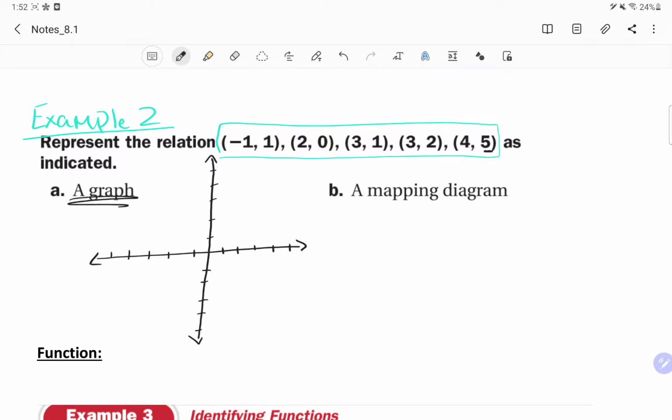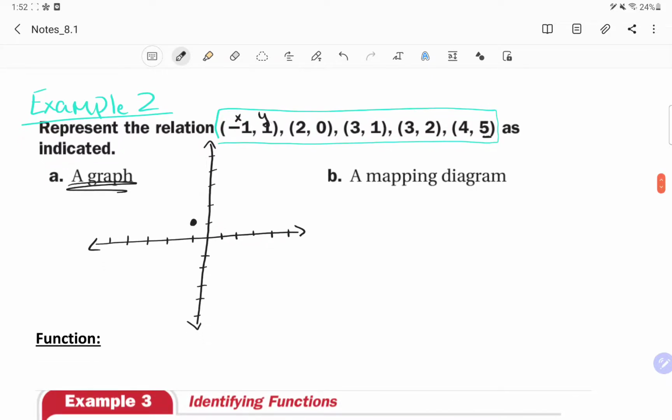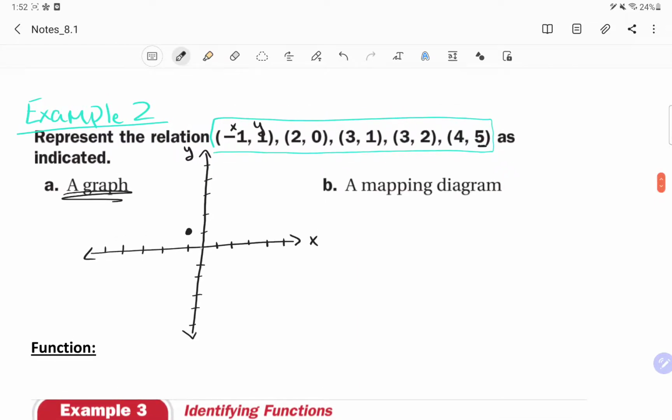I'm graphing points on a graph. They're pretty self-explanatory. We just graph them. So I go left for -1 and then up for the +1, because here's my x and here's my y. Here's my x-axis. Here's my y-axis. And then I go right 2, up or down 0. I go back to my origin, over 3, up 1. Then I go again, over 3, up 2. And back to my origin for over 4, up 5. So here is this relation represented as a graph.